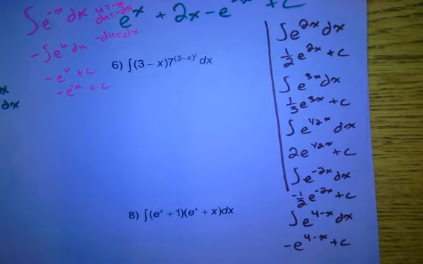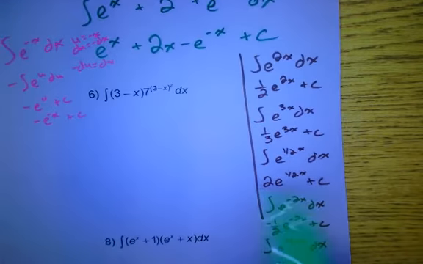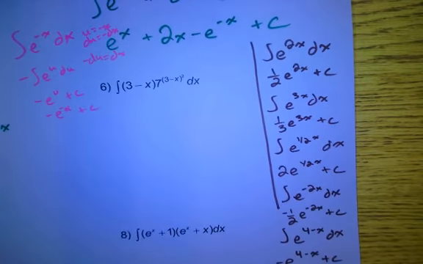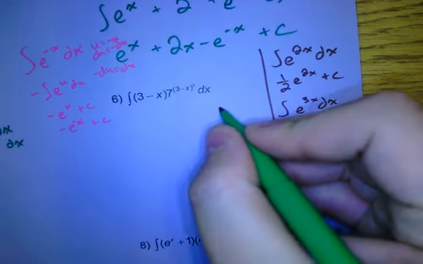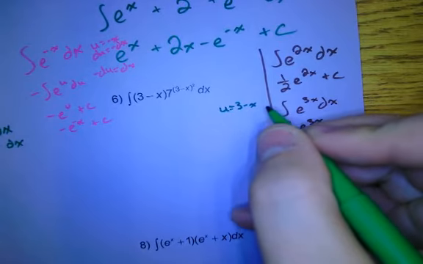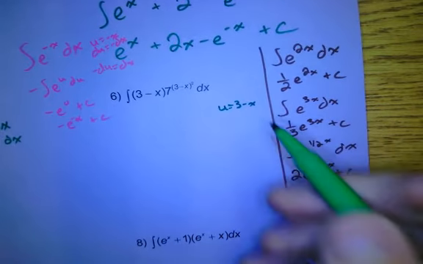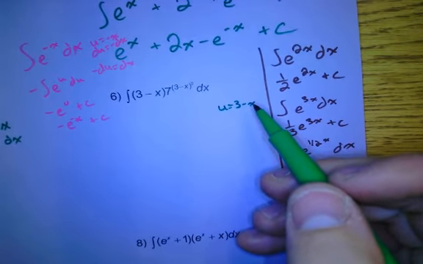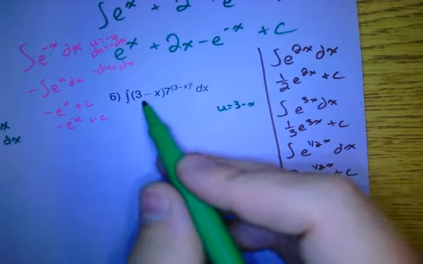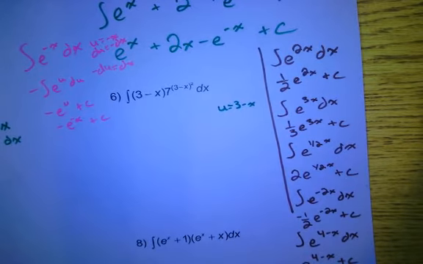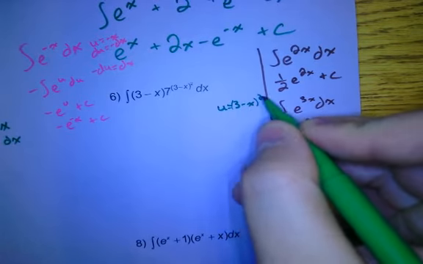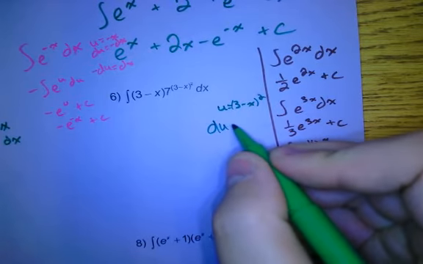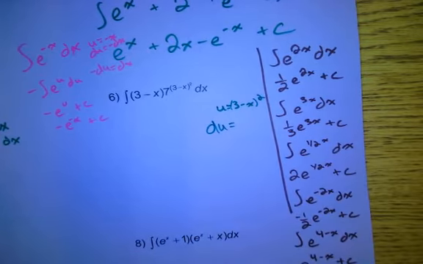Alright. For number 6, what's my u value? Three minus x. Quiet. 3 minus x is not going to knock out my 3 minus x because the derivative of that gives me a negative value. 3 minus x squared. What does du equal? What's the derivative of that?